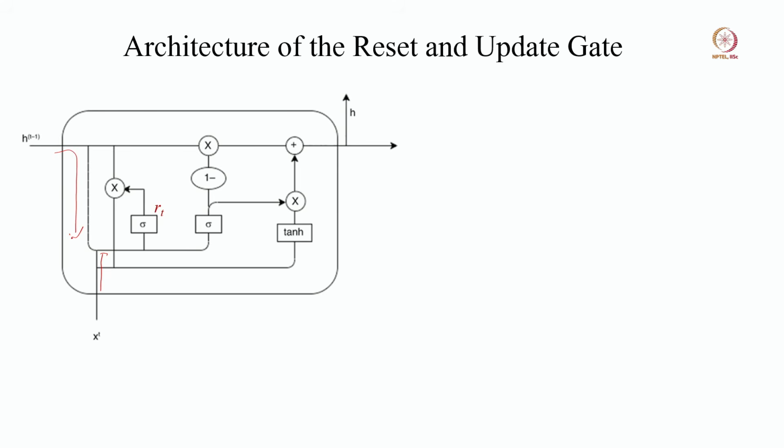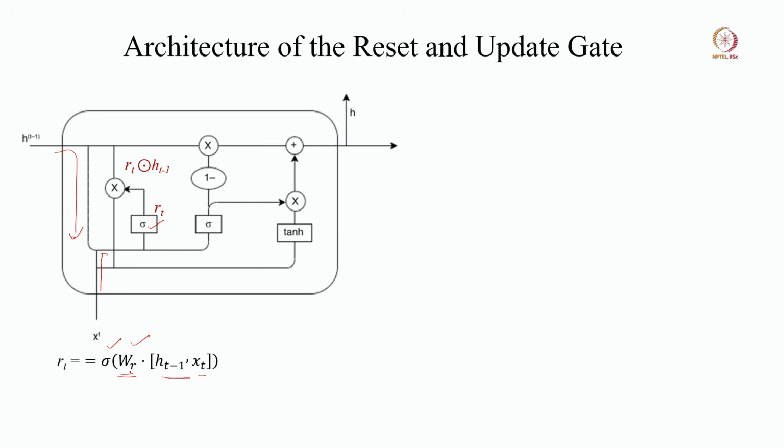Now, both these things are going into a sigmoid activation function. So, this RT that is coming out after the sigmoid function is given by sigmoid working on ht minus 1, xt's weighted sum with the weighting matrix being WR. What is WR?